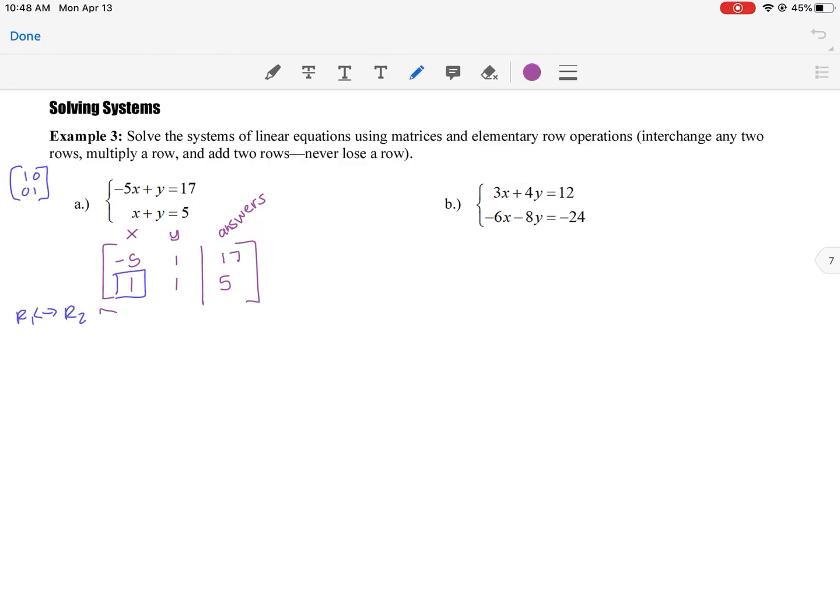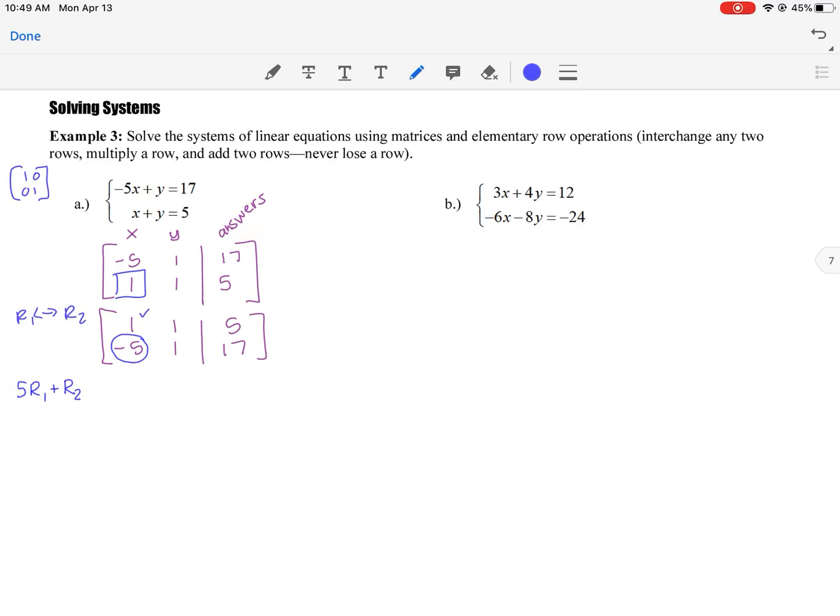So what we're going to do there is I'm going to just swap. I'm going to interchange row 1 and row 2, putting the one in the upper left corner, so it's kind of what we're used to. If I do that, then I'm going to have 1, 1, 5 on the top and -5, 1, 17 on the bottom. Then I usually go down to the column. This one's good now, but I want to make this a 0.